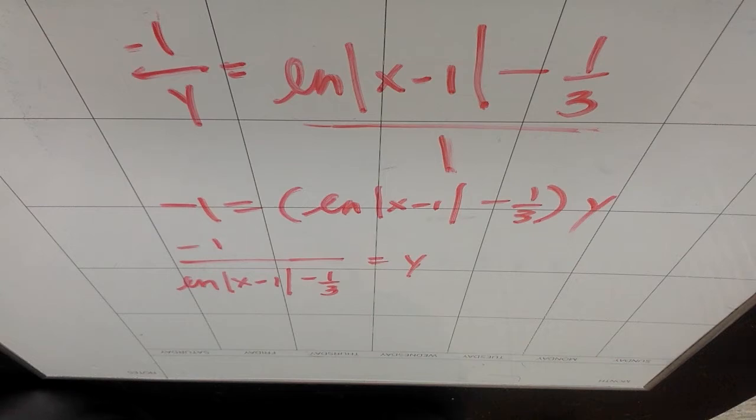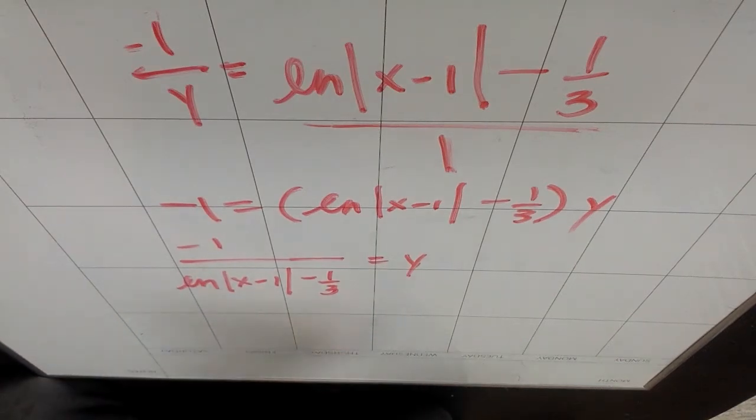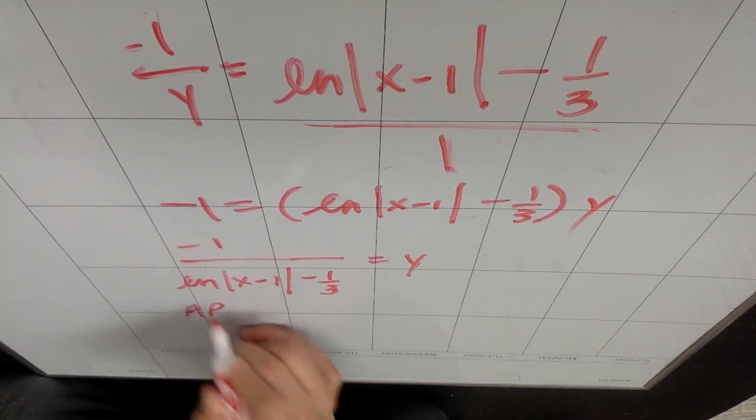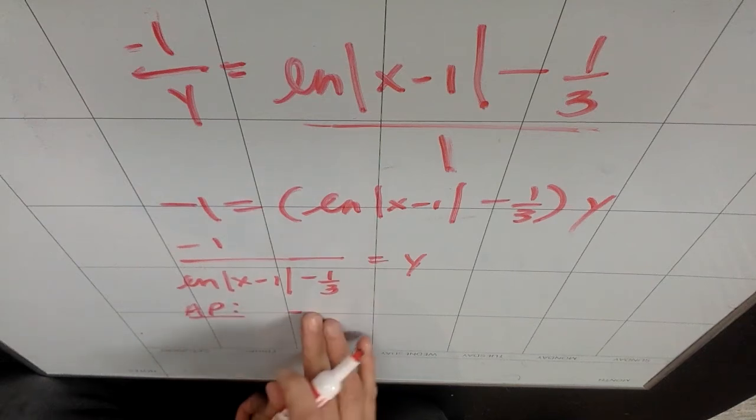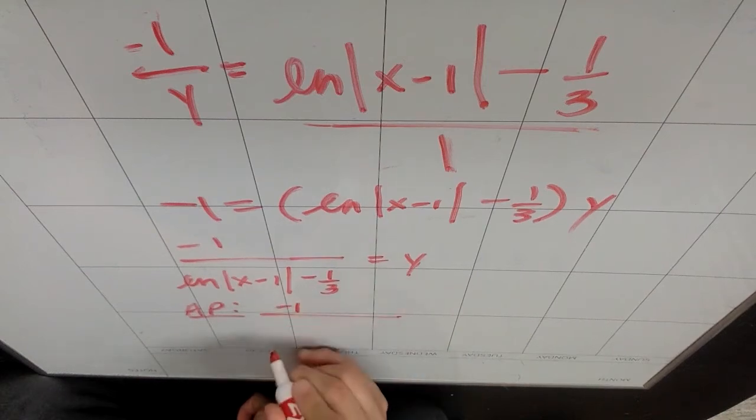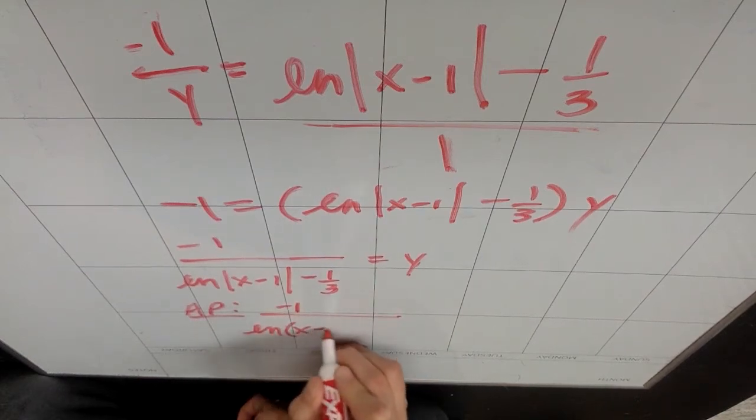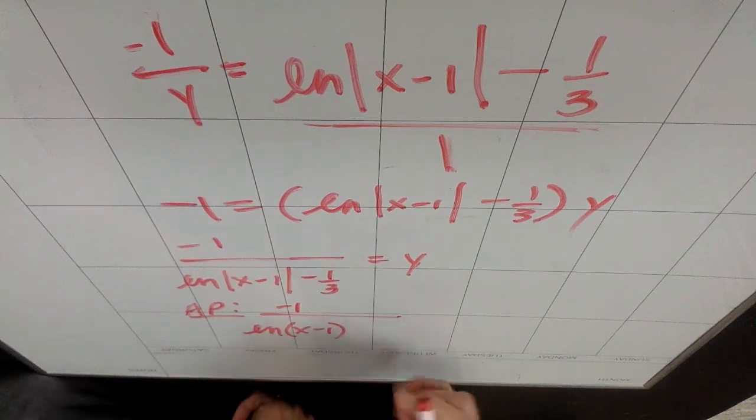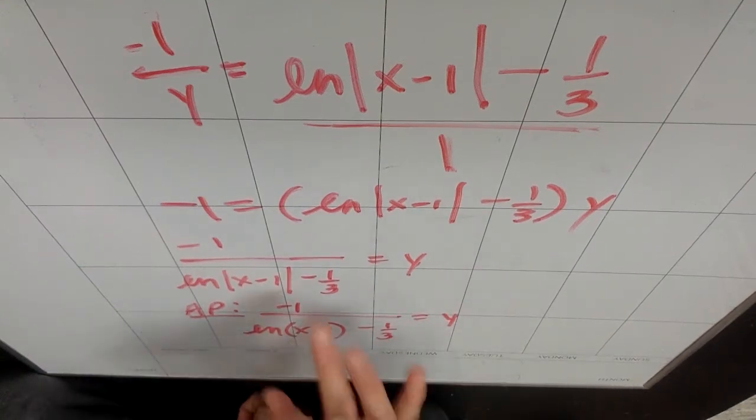So this is a right answer, right? But if you look at what the AP guidelines actually have, they bother to factor out the negative and then switch the order of these on the bottom, but I'm going to leave it this way. They make it a natural log of a regular x minus 1, minus the 1/3 equals y. So they didn't bother to put the absolute value.